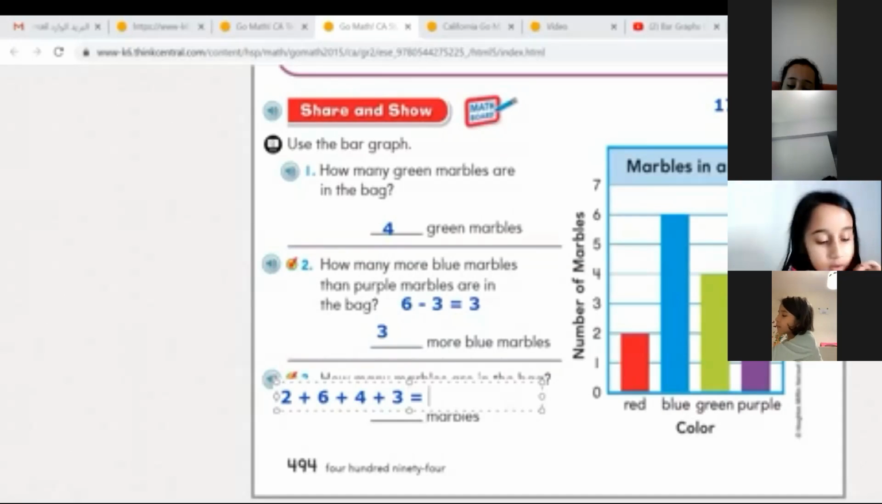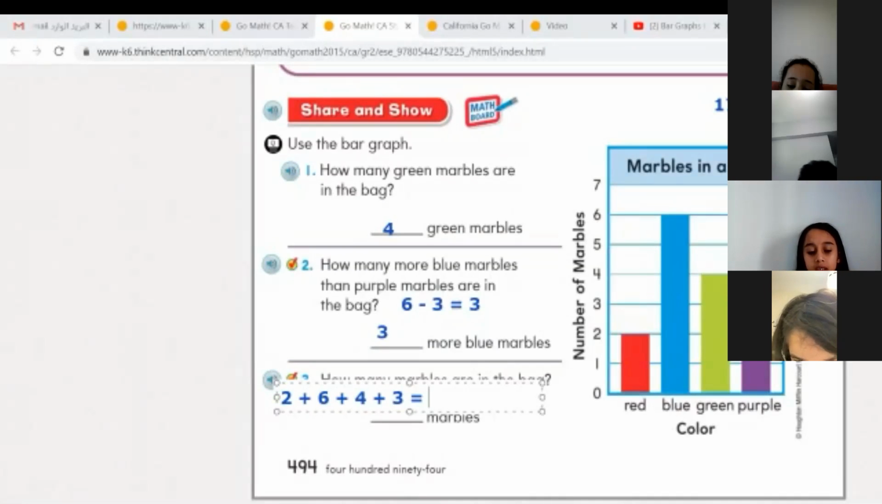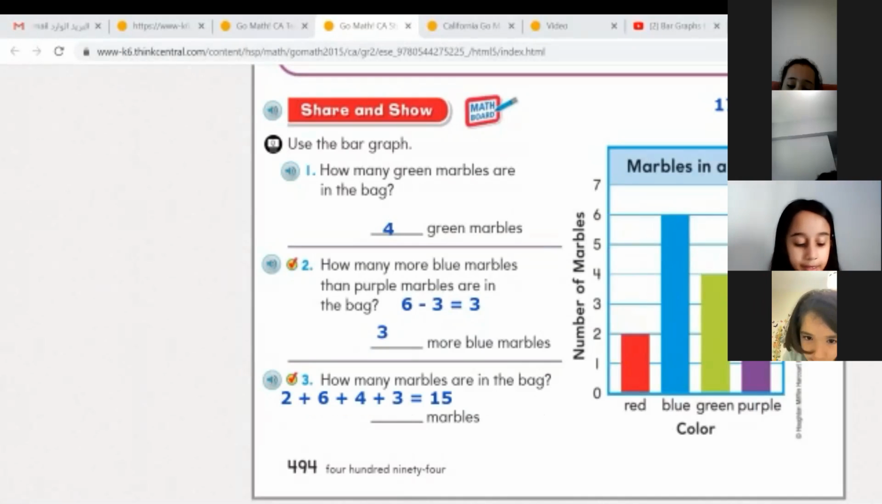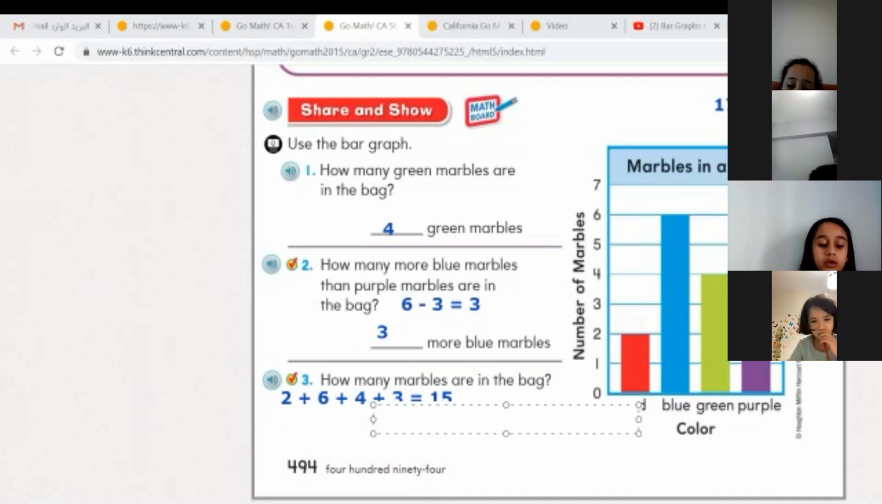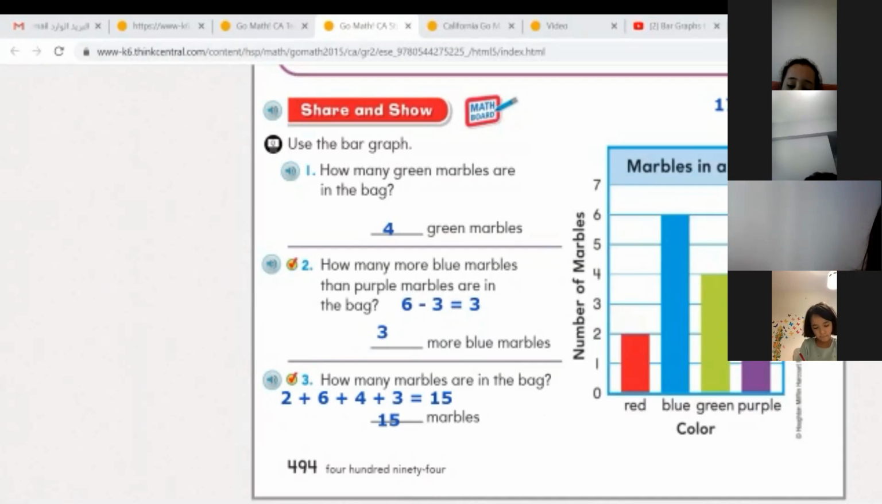2 plus 6? 2 and 6, 8. 8 plus 4? Plus 4, 12. Plus 3? 15. Okay, so it's 15. So 15 marbles in all. Okay, so the answer is 15. Okay. Have you all written the answers?